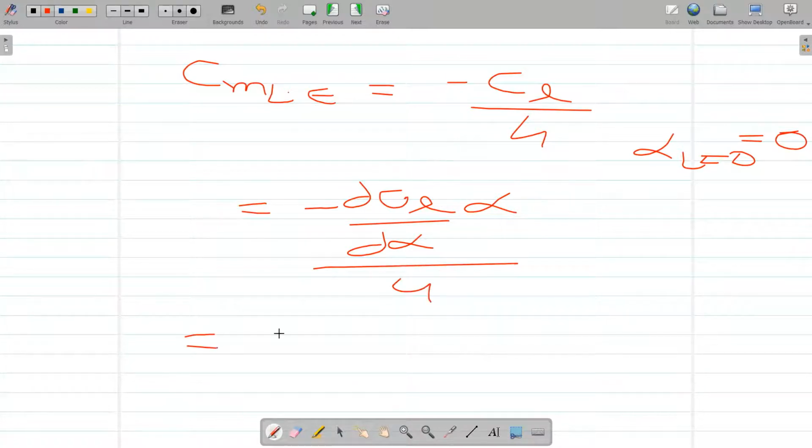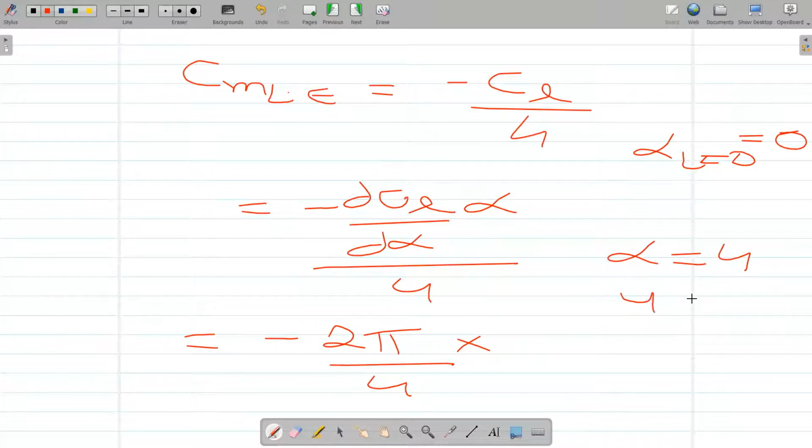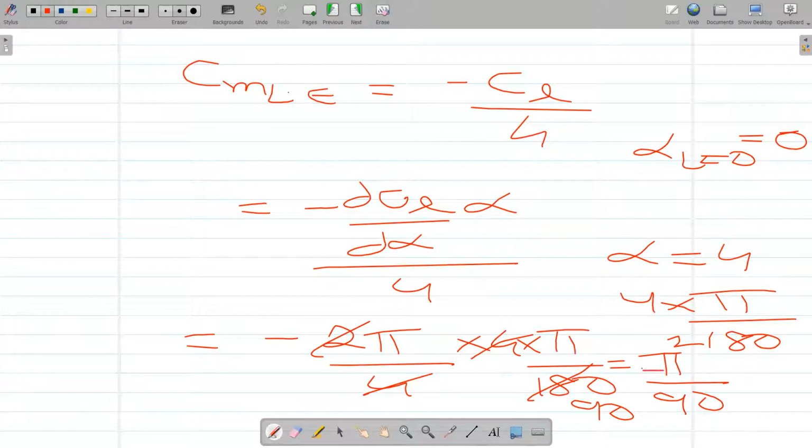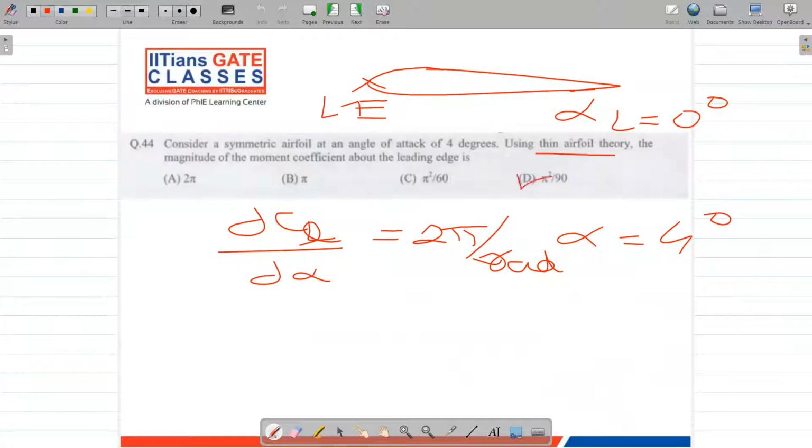by 4. So CM is minus 2 pi divided by 4 times alpha, and alpha is 4 degrees, which we need to convert to radians. So that is nothing but 4 into pi by 180. All right. So I'm going to multiply 4 into pi by 180. So 4 I can cancel out, 2 and 180 becomes 90, and pi square. So my CM about the leading edge is basically nothing but minus pi square by 90, the negative sign indicating that it is in the anti-clockwise direction. All right, so that is basically option D.